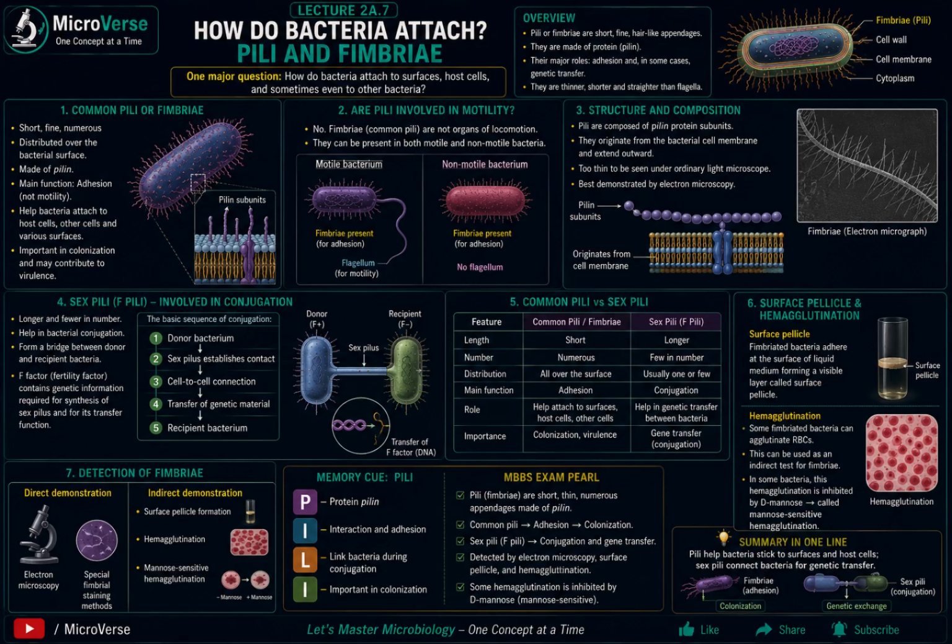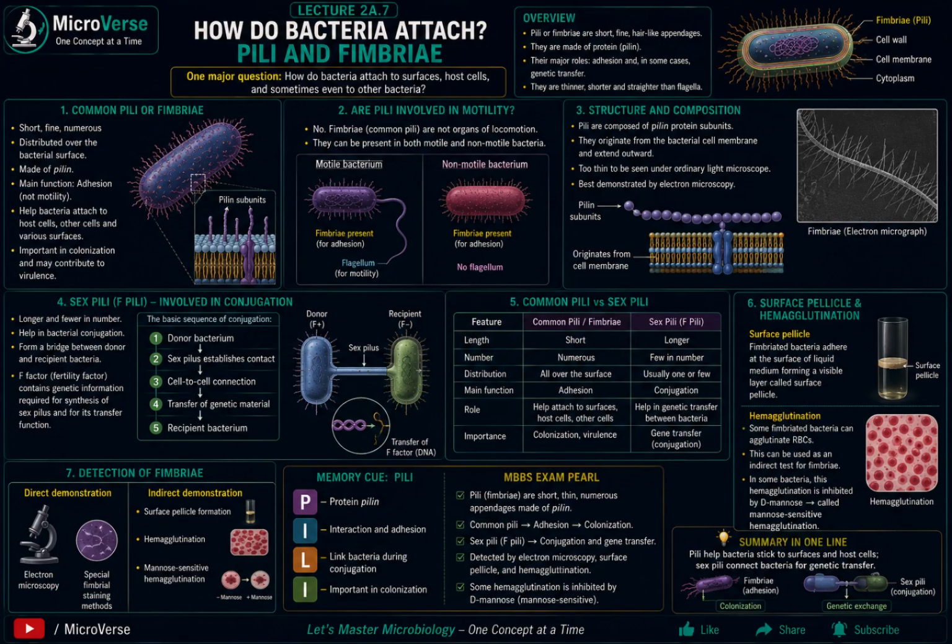Then here I give you a mnemonic, PILI. P for protein pilin, I for interaction and adhesion, L for link bacteria during conjugation, and I for important in colonization. To remember the major importance of pili, think of four ideas. Pilin is the structural protein. Common pili are involved in interaction and adhesion. Specialized sex pili link bacteria during conjugation, and adhesion helps bacterial colonization. So the simplest distinction is flagella move, fimbriae attach, and sex pili transfer genes.